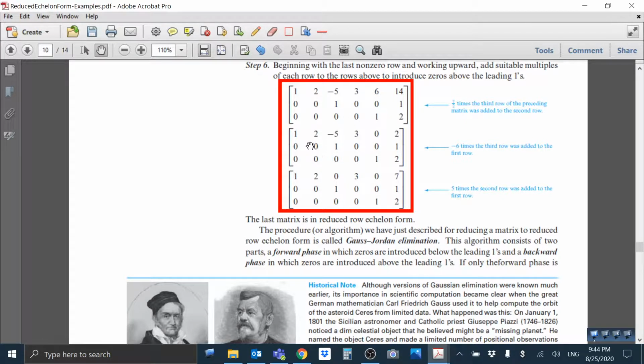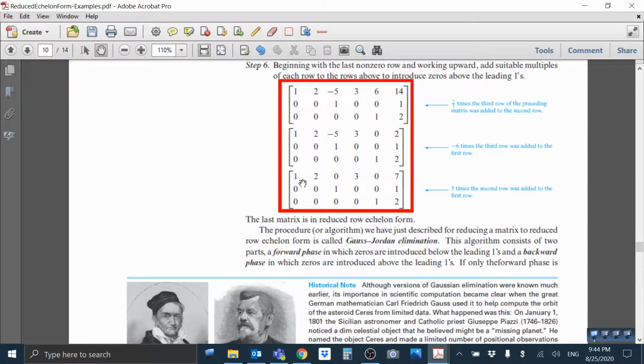This one now, it's better. In the third column, my leading one is the only non-zero value. That's good, good progress. And here, sorry, this leading entry 1 has a number above it that is different from 0. That's no good. So this matrix is still just an echelon form. We still missed something. So this matrix is only echelon form. Let's push it further.